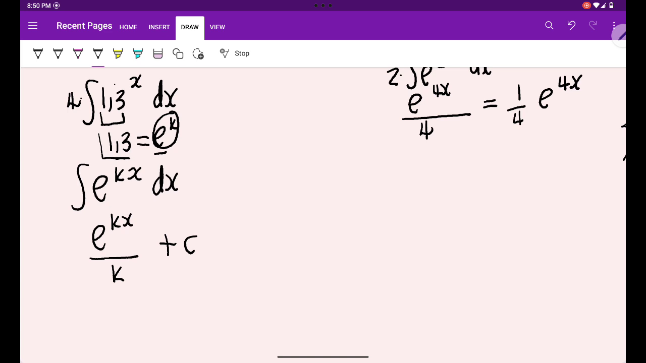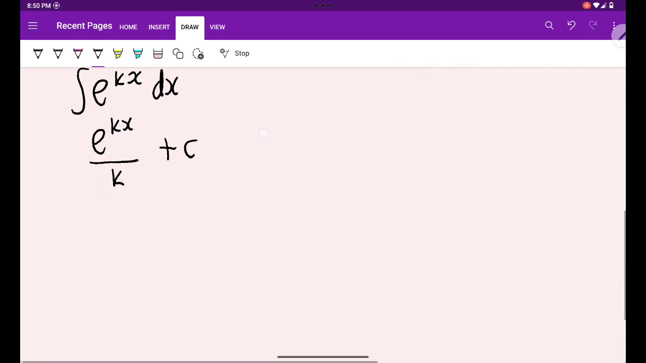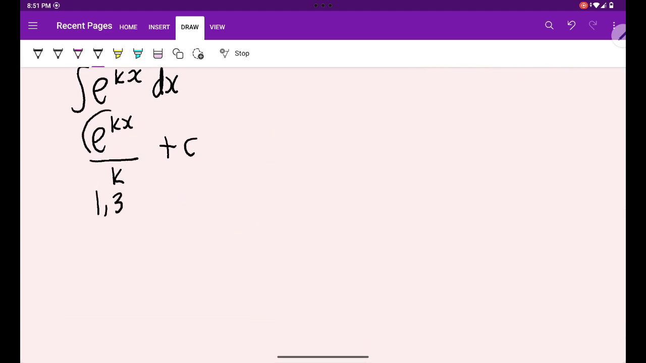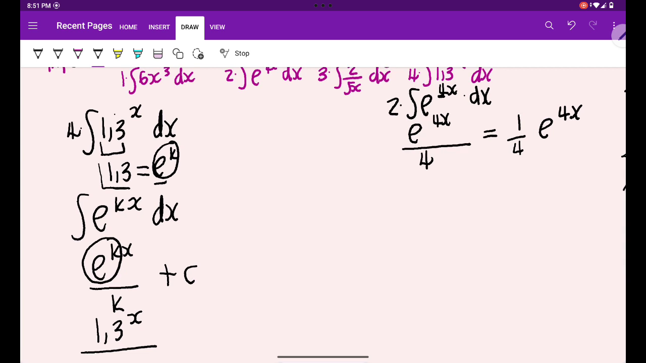Okay, I need my answer in terms of what I originally had. I said that wherever there is e to the power of k, I'm going to put 1.3. So I put 1.3 where there is e to the power of k, and then I just write the x over what is my k. I now need to solve this and find what my k would be. So I have 1.3 is equal to e to the power of k.